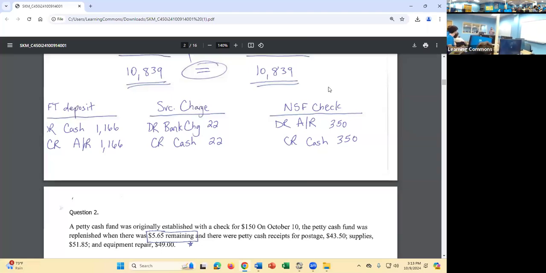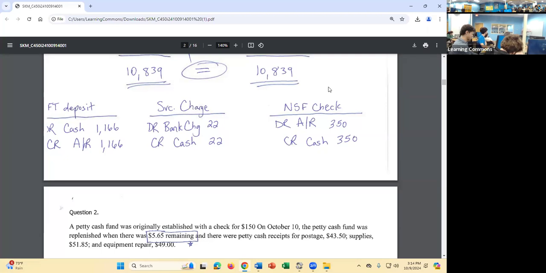So now it's talking about replenishing it. How much money do I still show in my petty cash account here on our books? 150. How much is in the box? 5.65. So to replenish it, we do not touch petty cash. We credit cash for the difference of what we're refilling from 5.65 to 150, which is $144.35.